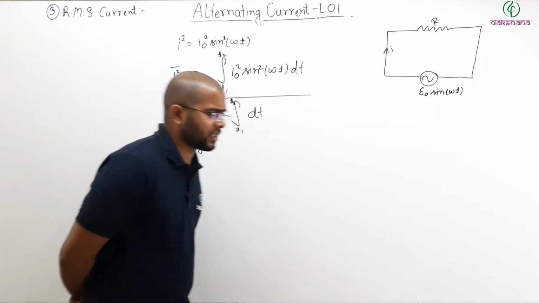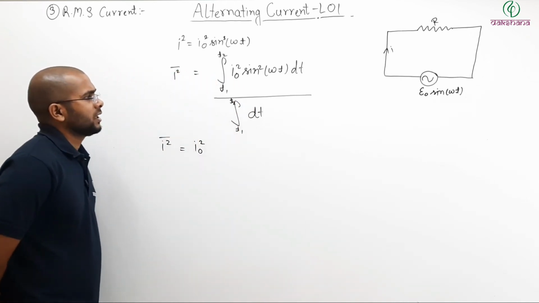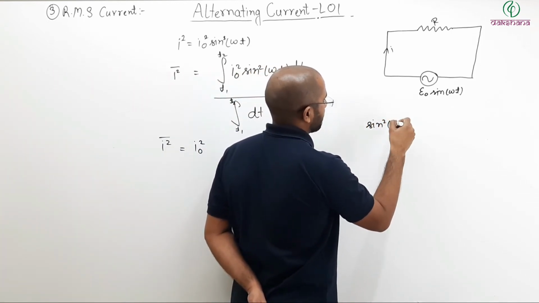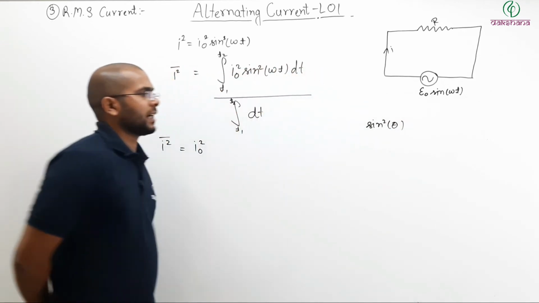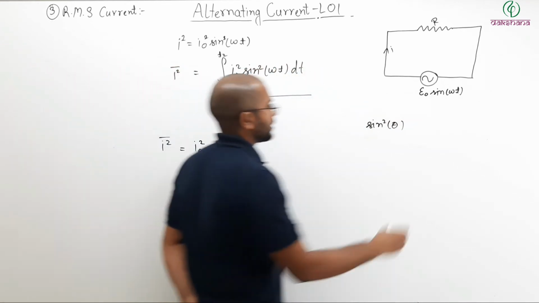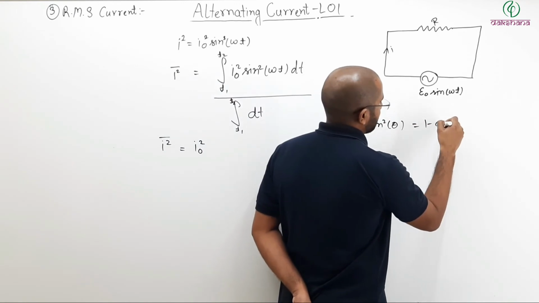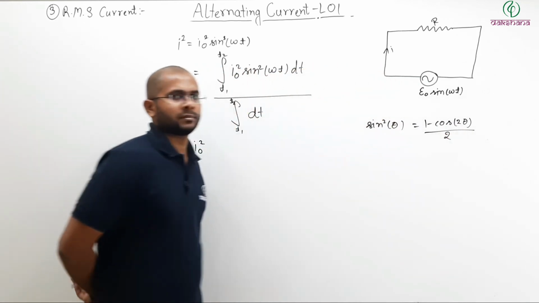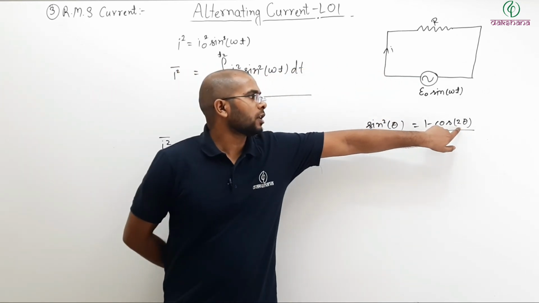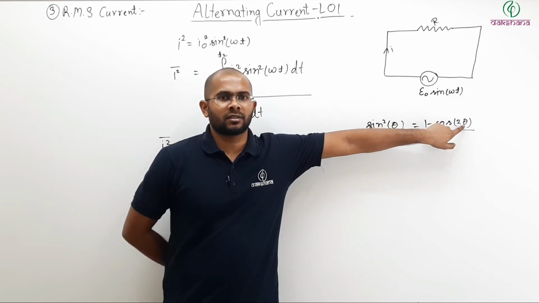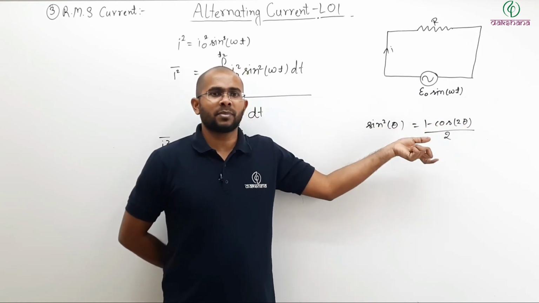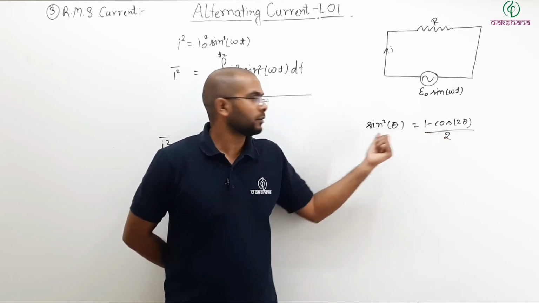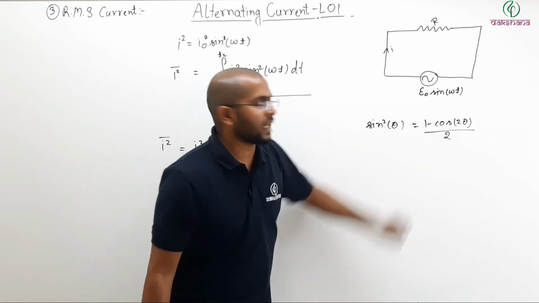Now, if you want to know the integration of sine square omega t, if you remember, this is pure math. How can I write sine square theta? Sine square theta may also be written as 1 minus cos of 2 theta divided by 2. If you remember, cos 2 theta is cos square theta minus sine square theta, and 1 is cos square theta plus sine square theta. So the cos will cancel, sine square theta will be left, divided by 2, so sine square theta. So this can be written like this.